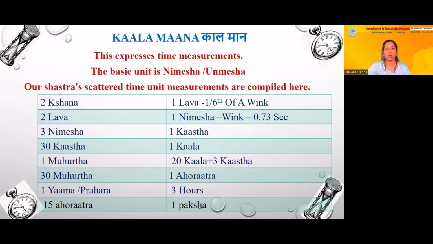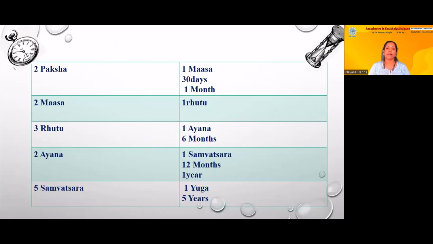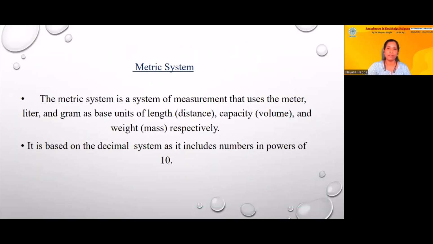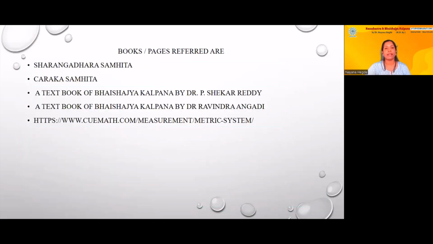So by this, we conclude the third syllabus point, that is the study of ancient and contemporary systems of Mana, units of measurement. For both videos, part 1 and part 2, the books I referred are Sharangadhara Samhita, Mula Samhita, Charaka Samhita, Mula Charaka Samhita, Sanskrit book Charaka Samhita, textbook of Bhaishajya Kalpana by Dr. P. Shekhar Reddy, textbook of Bhaishajya Kalpana by Dr. Ravindra Angadi, and also the page qmat.com for the measurement of the metric system and the imperial system.